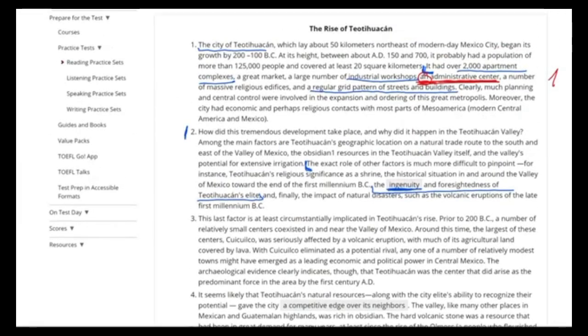This is paragraph 2. Let's start right at the beginning. How did this tremendous development take place and why did it happen in the Teotihuacan Valley? Exactly, this is what we're interested in. Here it says, among the main factors, this is what we are looking for, okay? Among the main factors are Teotihuacan's geographic location on a natural trade route. I remember that this was in the answers, natural trade route, the obsidian resources in the valley itself, and the valley's potential for extensive irrigation.